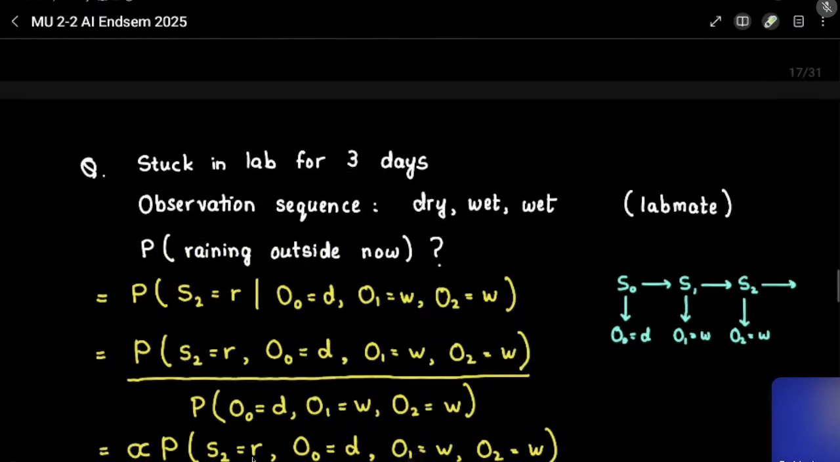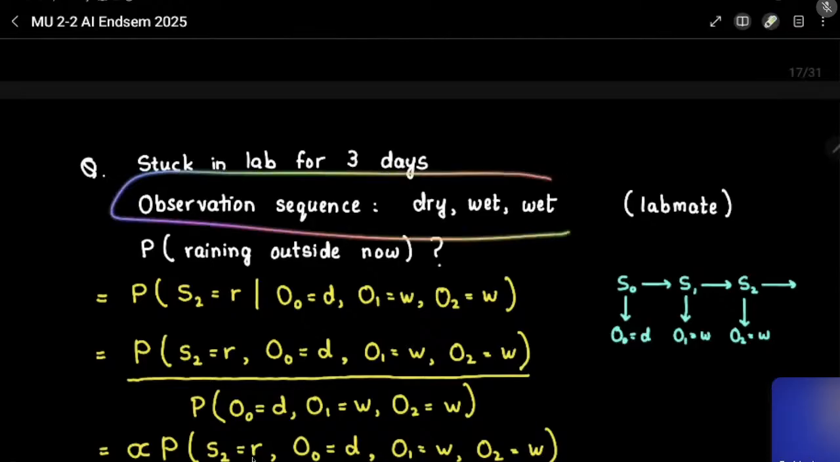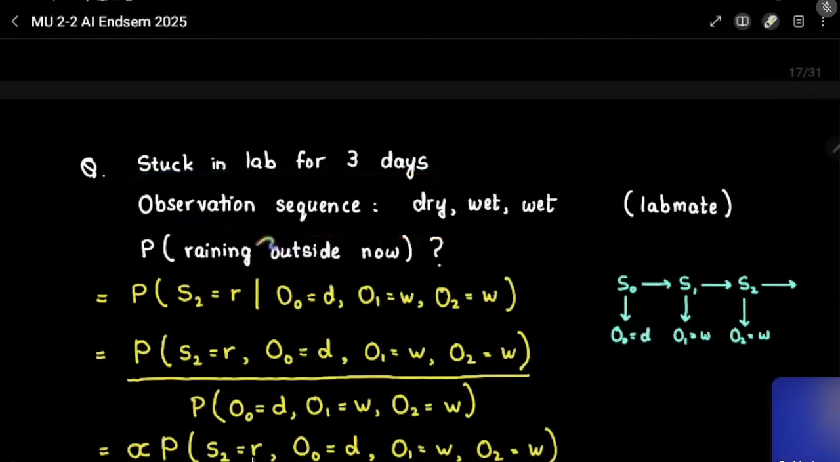Fine, the question is this one. You have an observation sequence: dry, wet, wet. Now they're asking us to find the probability that it is raining outside now. If you're stuck in the lab for 3 days, it means S0 is over, S1 is over. Now it is S2. You're in day 2. Day 0 is over, day 1 is over. Now you're in day 2. You are here. Now they're asking you to find the probability that it's raining outside.